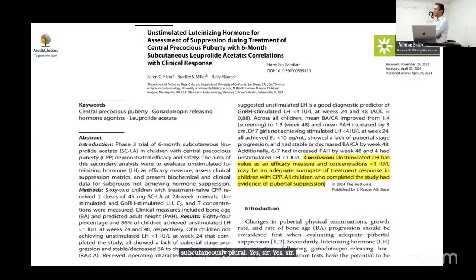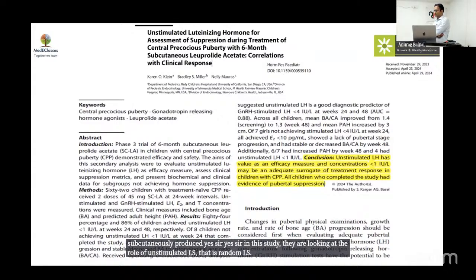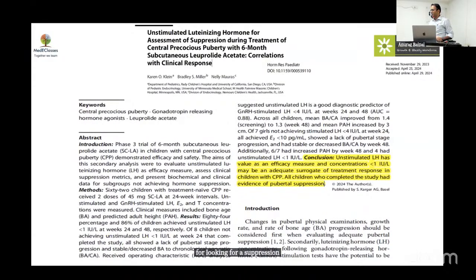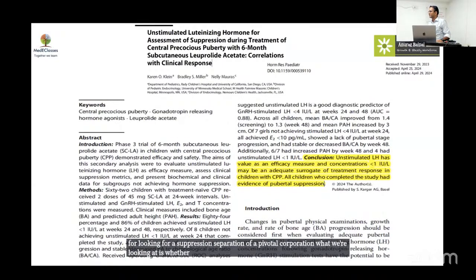In this study, they are looking at the role of unstimulated LH, that is random LH, for looking at the suppression of pubertal progression. What we are looking at is GnRH stimulation versus random LH versus the clinical parameters.